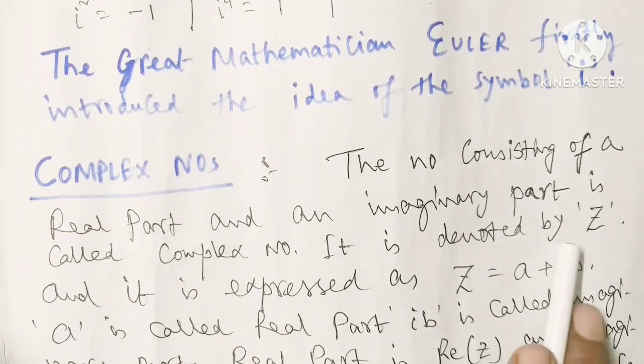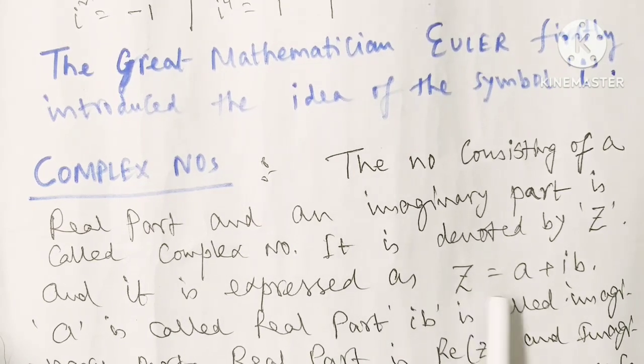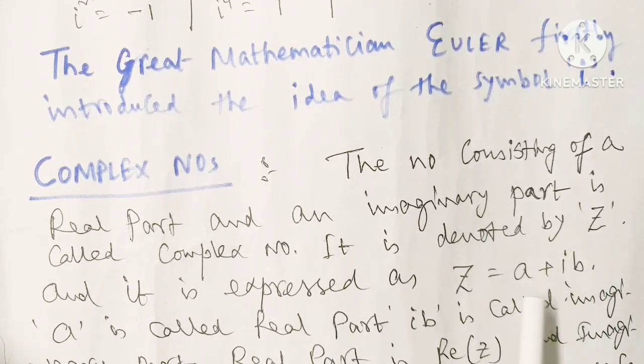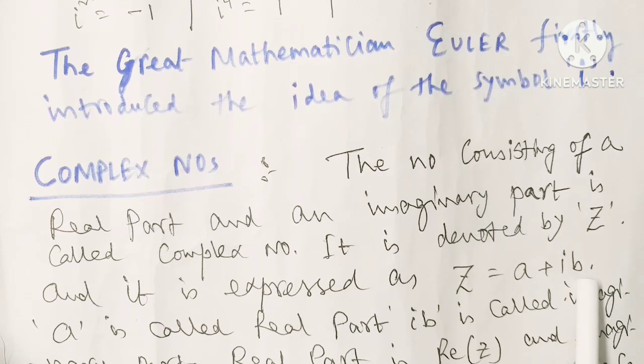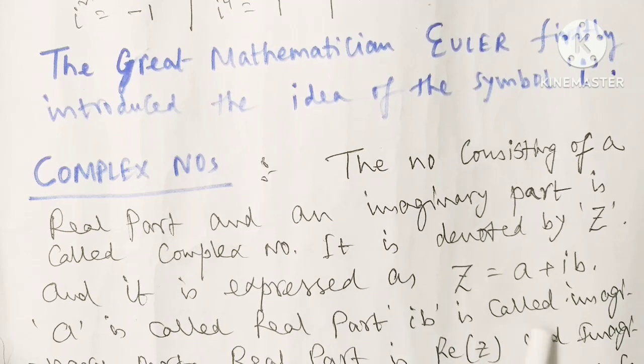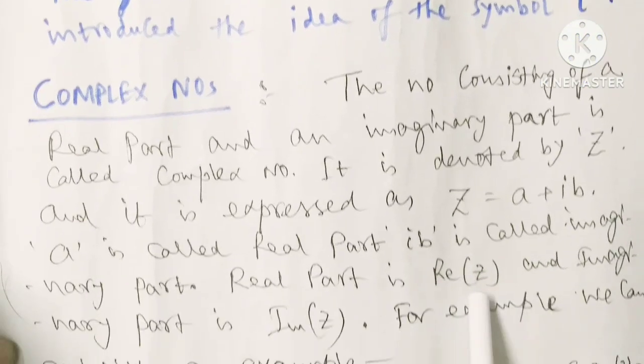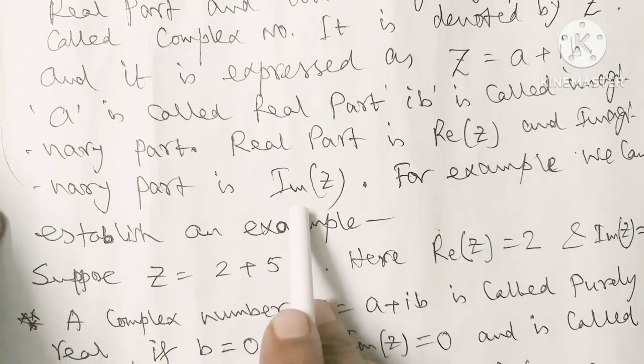It is denoted by z, and it is expressed as z equals a plus ib. Both a and b are real, but whenever we consider ib, that part is called the imaginary part. a is called the real part and ib is called the imaginary part. The real part is Re z and the imaginary part is Im z.